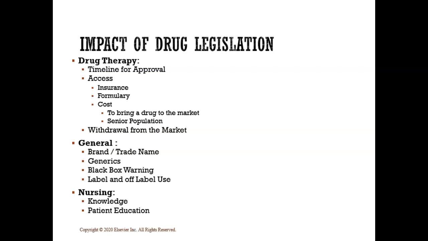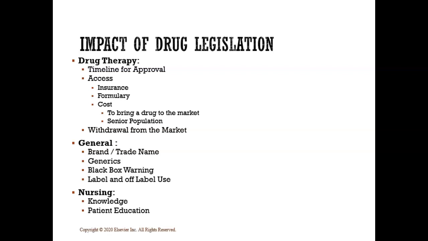So again, brand and trade names. Certain manufacturers have proprietary rights to medication. Over time, it can be released, and that's known as generic. When it's available as a generic, it's usually more affordable. And also we have the black box warning.